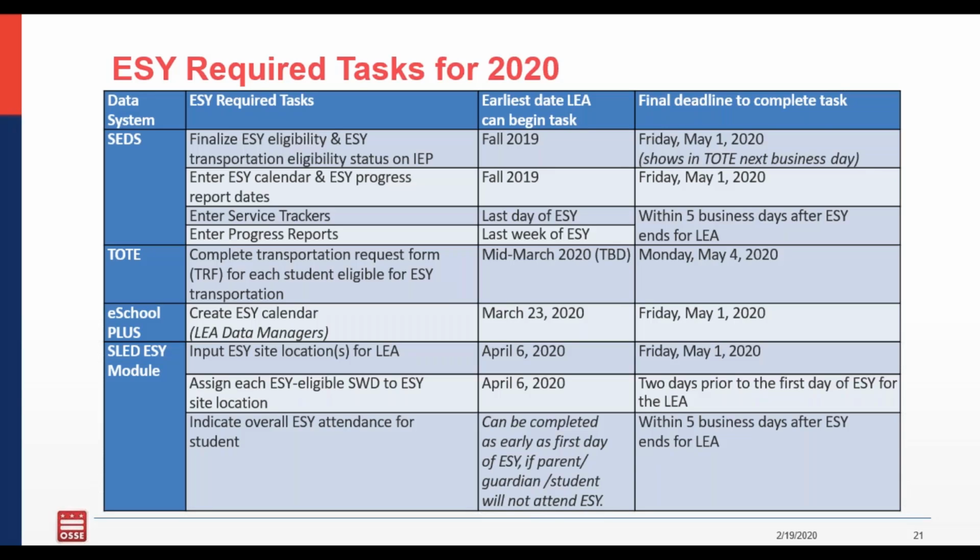In eSchool Plus, you have to create your ESY calendar. You can start doing that as soon as March 23rd, 2020, and the final date to do that is also Friday, May 1, because that information needs to flow down into other systems so that you are able to indicate all of your information in SEDS and TOTE.